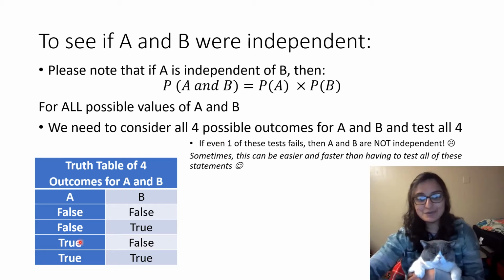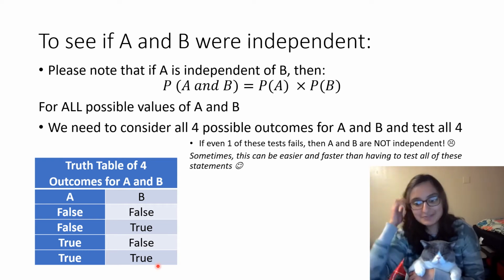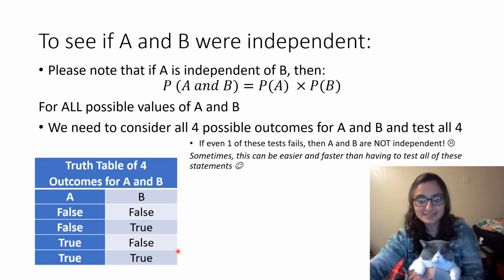Because they're Boolean random variables, basically events, A and B could be true or false. So A could be false and B false, A false and B true, A true and B false, or both of them could be true. We need to consider all four of these possible outcomes for A and B and test all four of them. If even one of these tests fails, then A and B would not be independent.